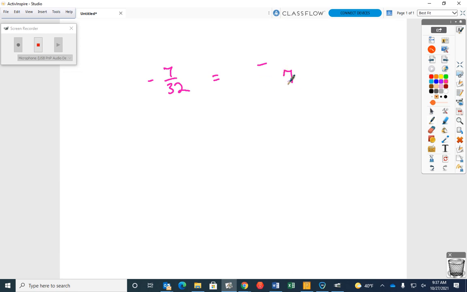Is this 7 divided by 32? How many 32s go into 7? None. So what do I need to do? Decimal and a 0. How many 32s go into 70? 32, 64. 2. So minus 64. Now I have a 6 down here. Can 32 go into 6? No. So I add another 0 and bring that down here.